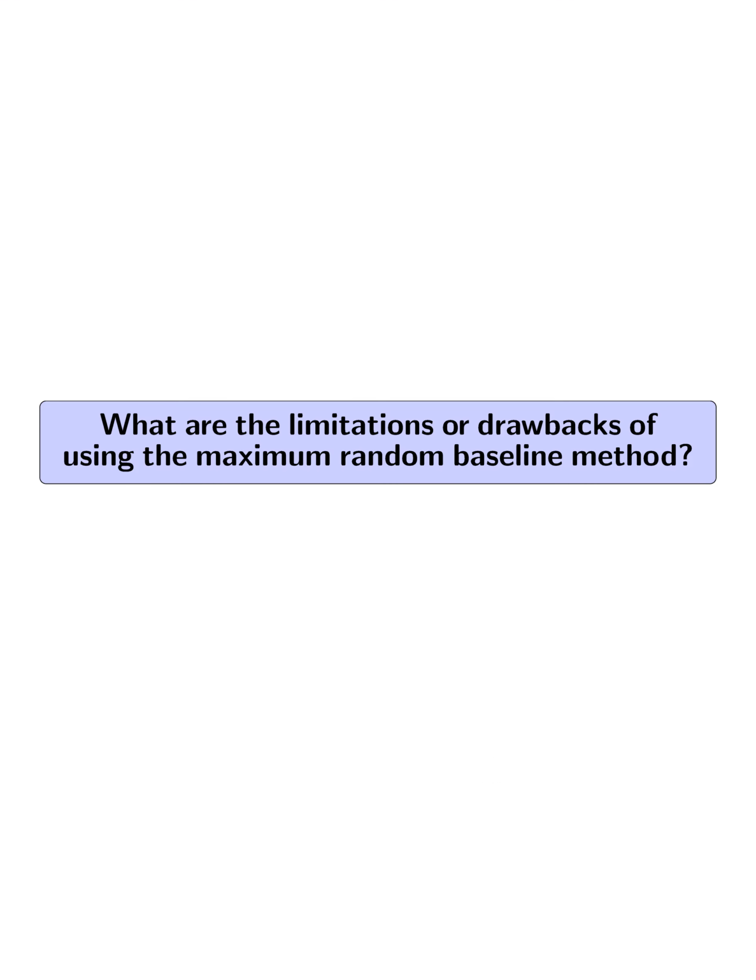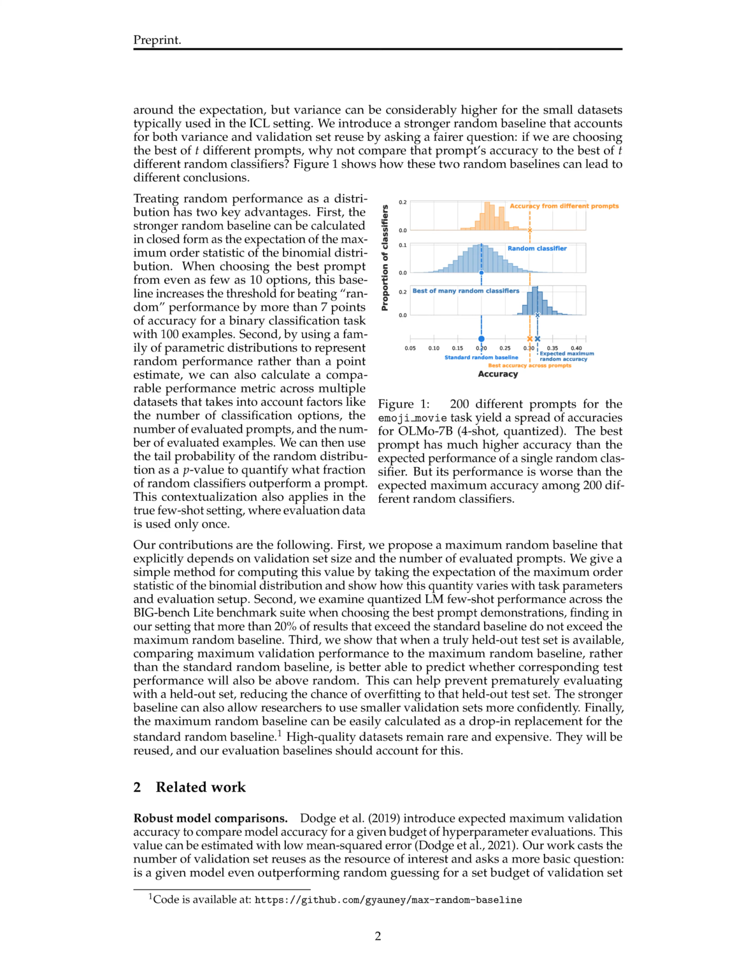What are the limitations or drawbacks of using the maximum random baseline method? The limitations or drawbacks of using the maximum random baseline method include the fact that it may not be a perfect predictor of model performance on truly held-out test sets.